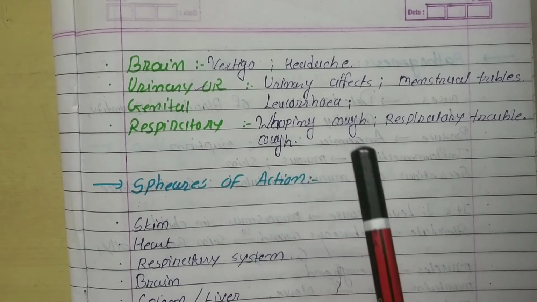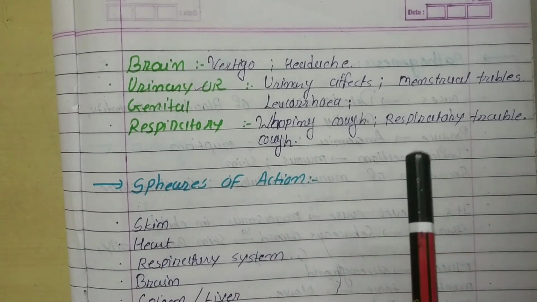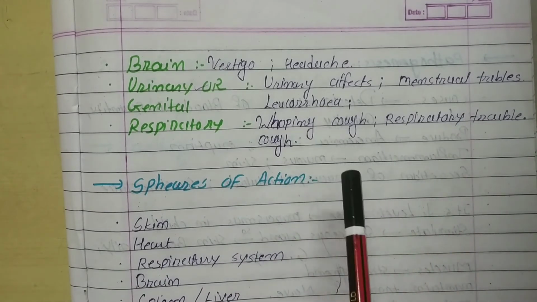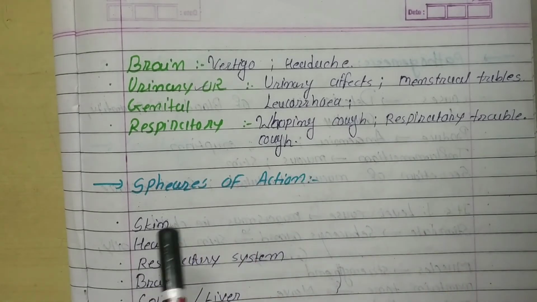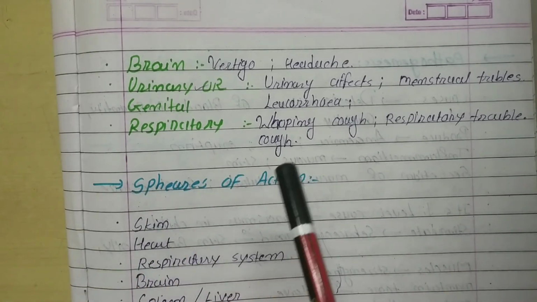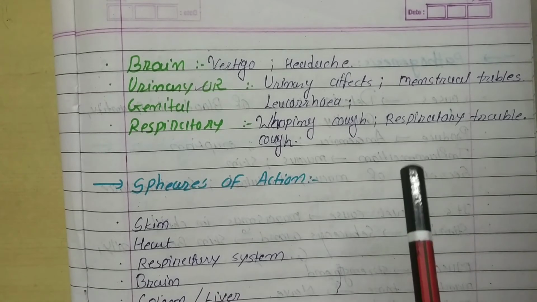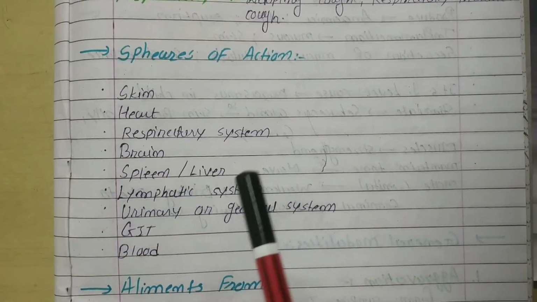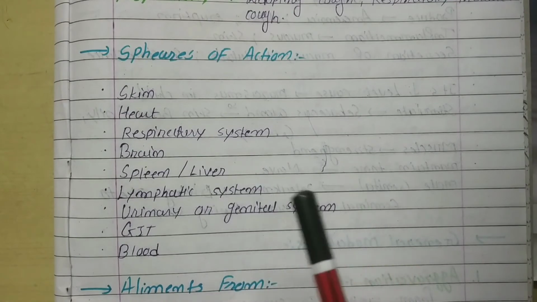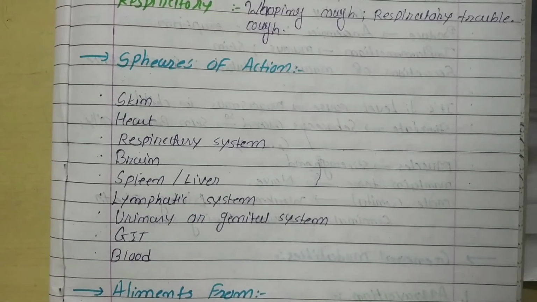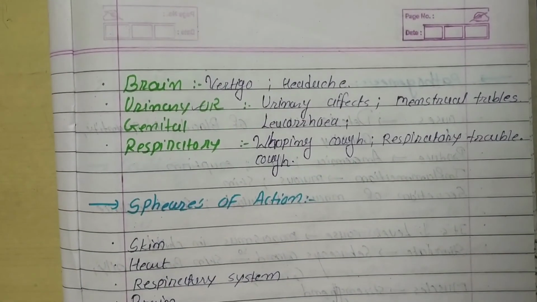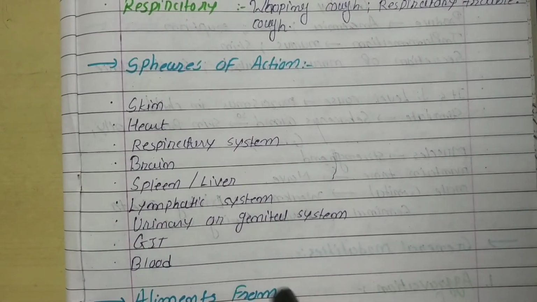So there are some urinary effects, menstrual troubles, and leukorrhea. For leukorrhea, we can prescribe it, and for the respiratory, there is whooping cough, respiratory troubles, and cough. See the sphere of action of NATRUM MUR. So I again told you that if you write the clinical just like this, it is very easy to write the sphere of action.